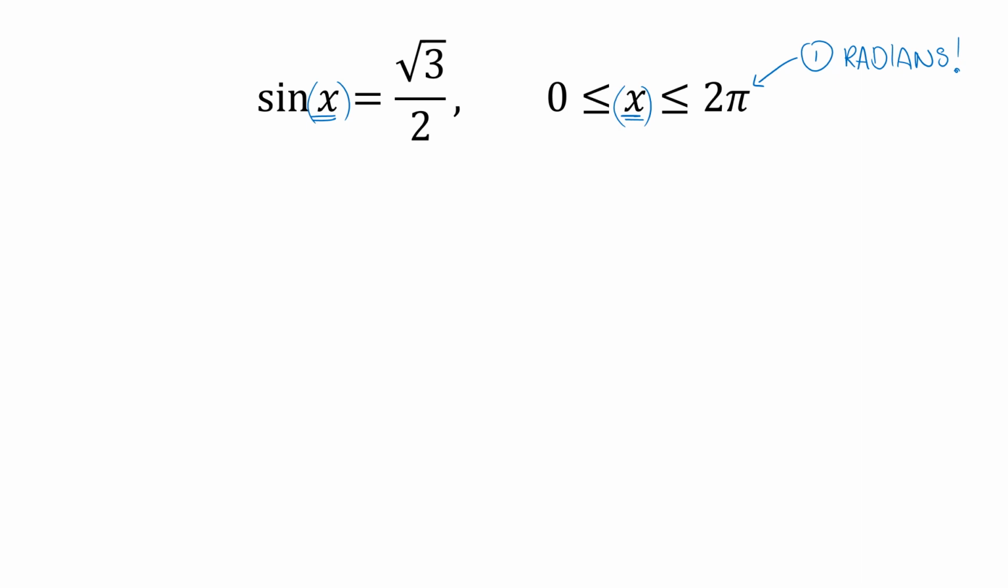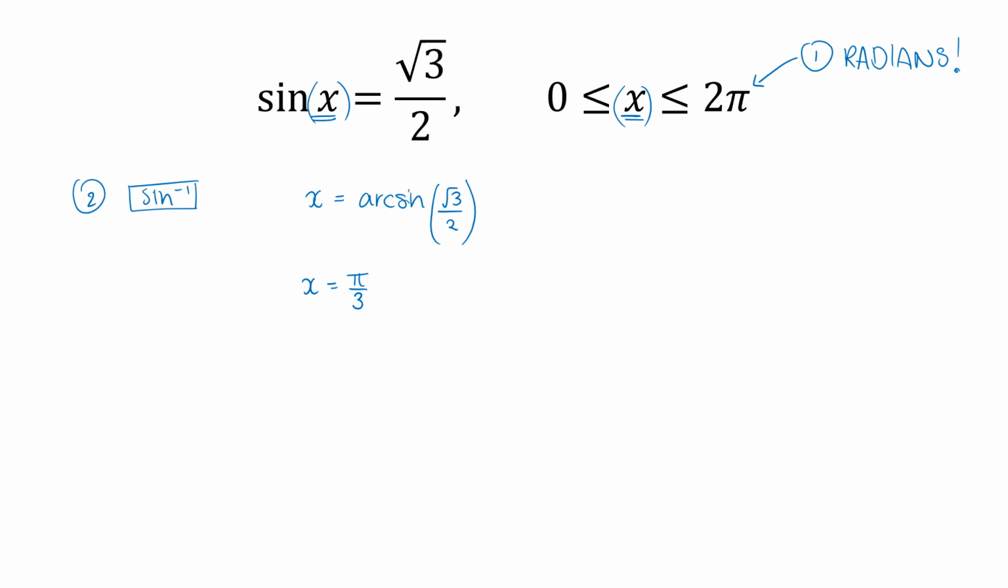Now we can find out our first solution to x by doing exactly what you would have done at GCSE, which is to use the inverse sine button on your calculator. Now, I'm not going to write it as sine to the minus 1 because that notation can be quite confusing. I'm going to use another way of writing it, which is arc sine, but it's exactly the same thing. It just means the inverse sine.